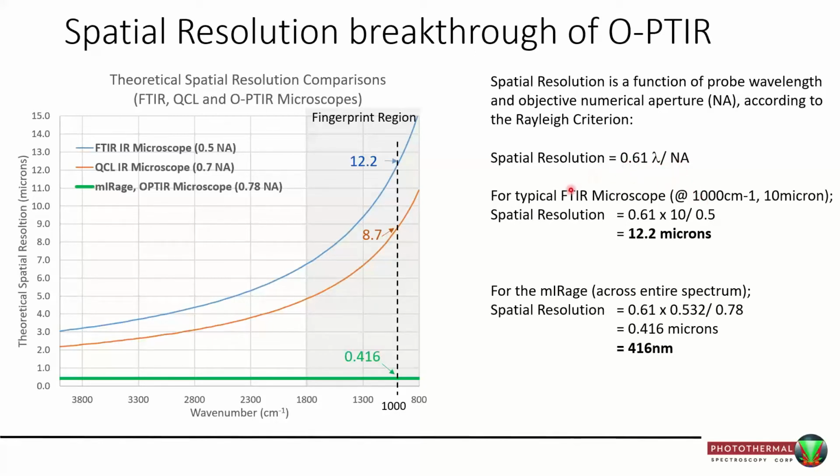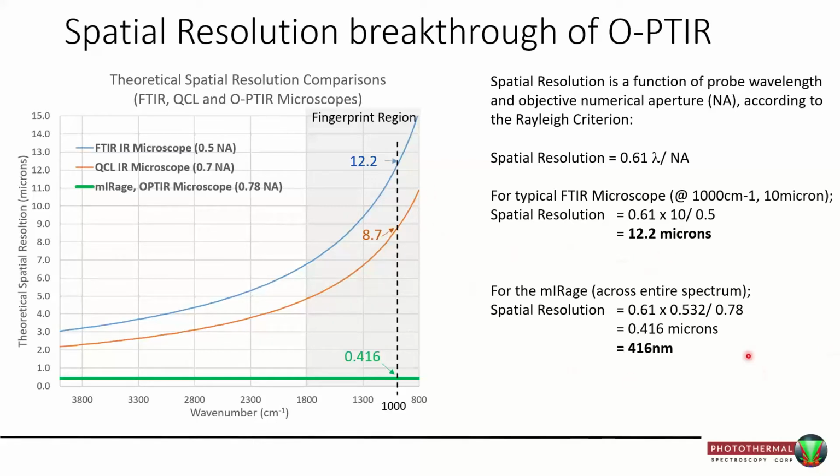If you considered a typical FTIR microscope, and plugged in some numbers at 10 microns, which is 1,000 wave numbers, your spatial resolution is going to be just over 12 microns. Because this number is variable, if you were to plot that, out here at the short wavelength end, the high wave number end, spatial resolution gets a little better. But out in the fingerprint region, where the most interesting stuff lies, your resolution is typically 10 plus and could be pushing up to 15 microns.